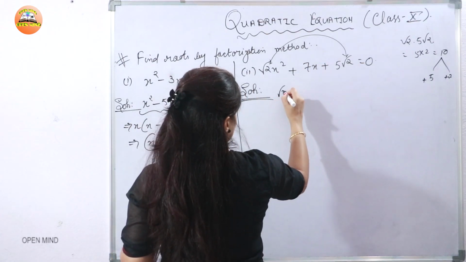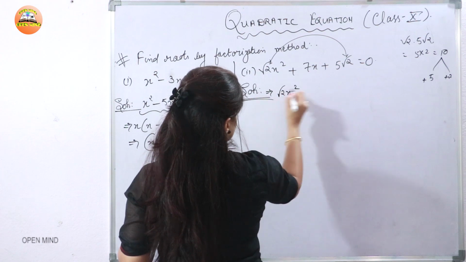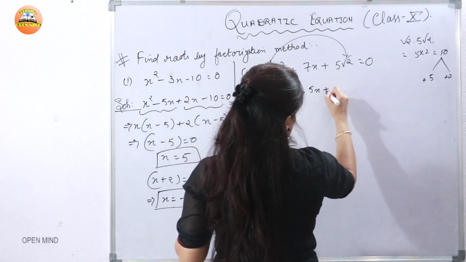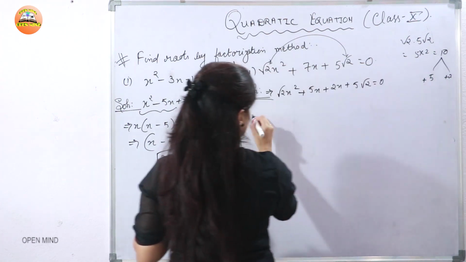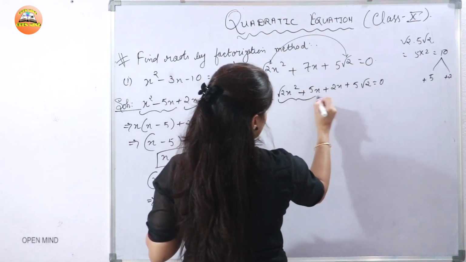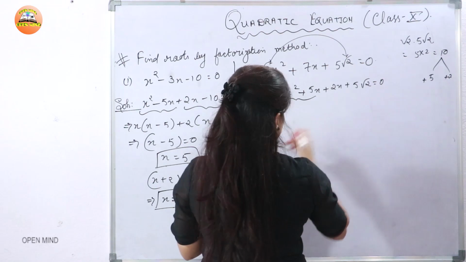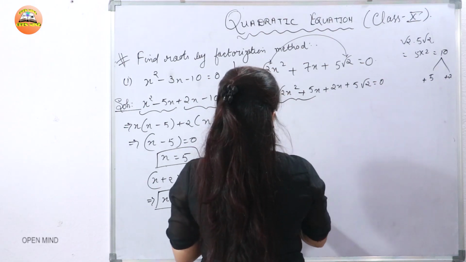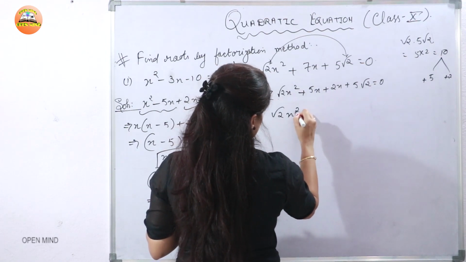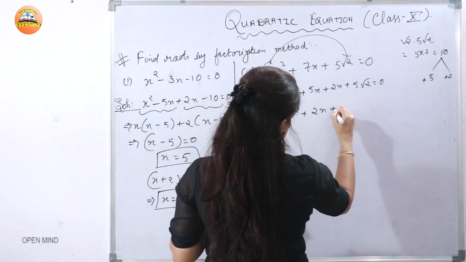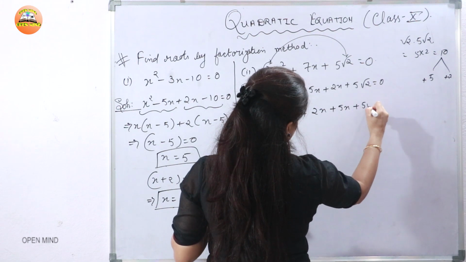So we can rewrite the equation as root 2 x square plus 5x plus 2x plus 5 root 2 is equal to 0. Which implies, from these two, please write the equation again in one more way, that is root 2 x square plus 2x plus 5x plus 5 root 2.